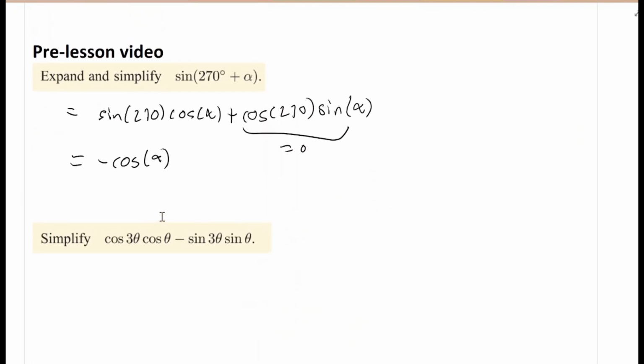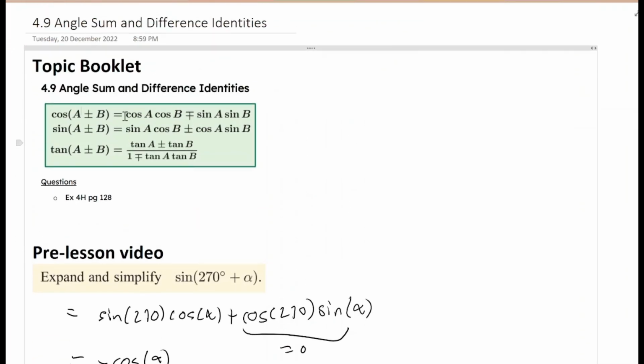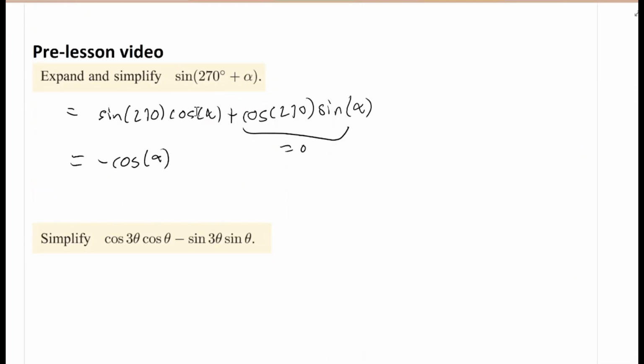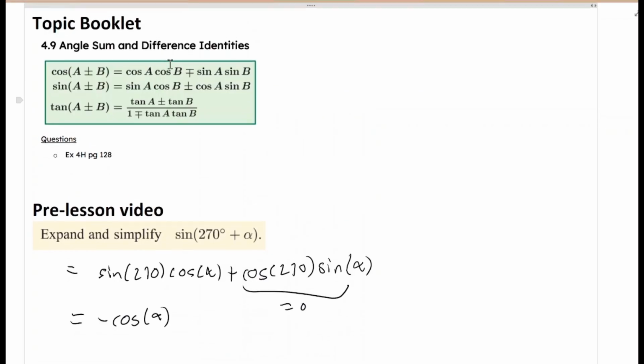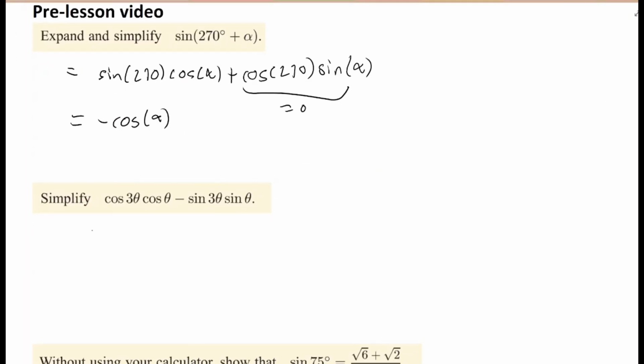All right, next one here, we're simplifying here. Cos, cos, sine, sine, that looks like the top one. So this ends up being, because we've got a minus, it will turn into a plus. So this is cos of 3 theta plus theta, which is cos of 4 theta.